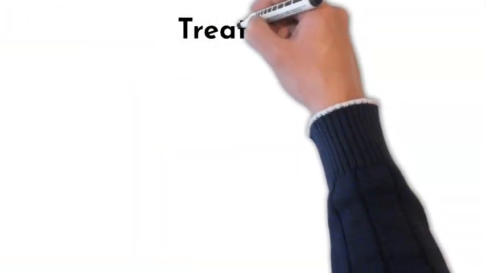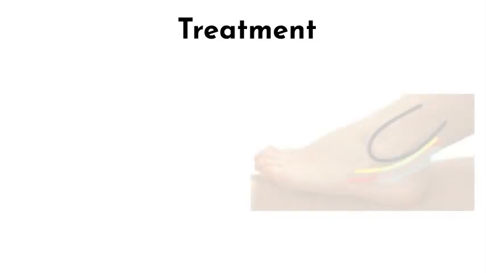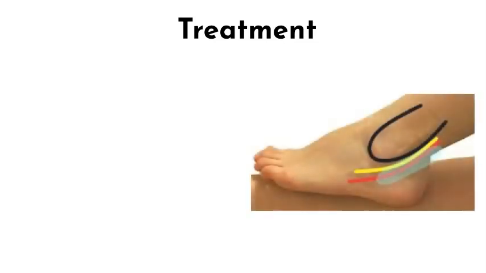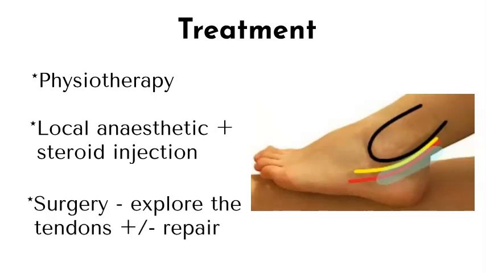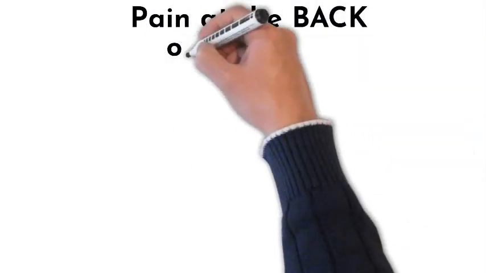Now, in regards to treatment for this type of problem, usually the first line treatment is physiotherapy. That's to usually get the tendons gliding and to strengthen the outer aspect of the ankle to stop you from spraining the ankle again. Local anaesthetic and steroid injections can also help in some instances. In surgery, if those other things don't work, usually means exploring the tendons and repairing them if you find a tear.